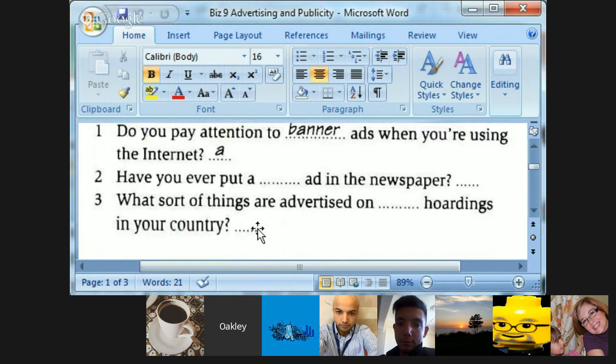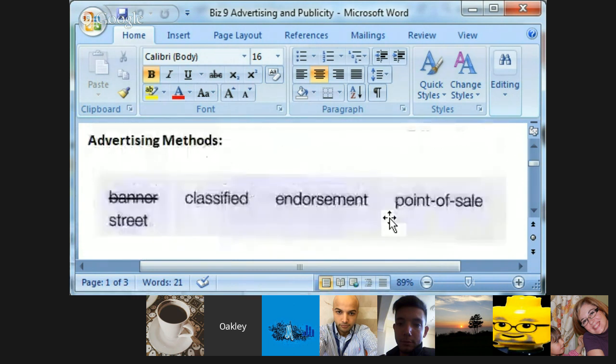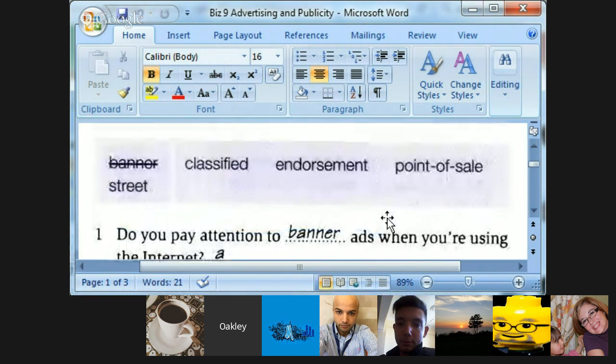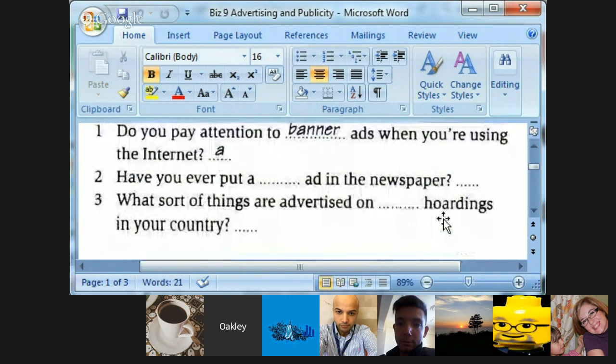Okay, next one's interesting. Anna, number 3. What sort of things are advertised on? Can you scroll up? Okay. Maybe street hoarding. Yeah. In your country. Okay. Now, me being an American, I didn't know what this word is, hoardings. What is it?